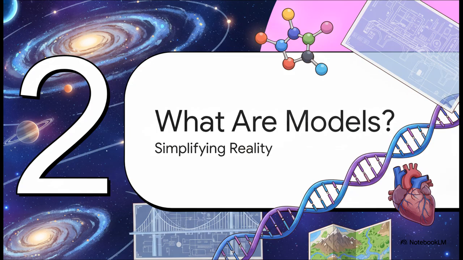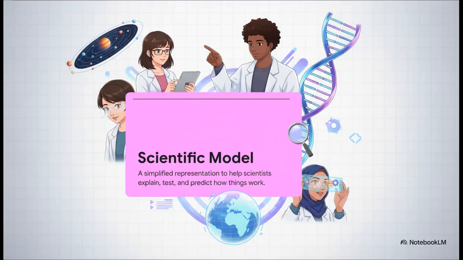Which brings us to Section 2. What are scientific models, and how do they simplify reality? So how exactly do we solve this profound problem of scale when microscopes and telescopes fail us? We use scientific models. Simply put, a scientific model is a simplified representation of a system, object, idea, event, or process. It's designed specifically to help scientists explain, test, and predict how things work.